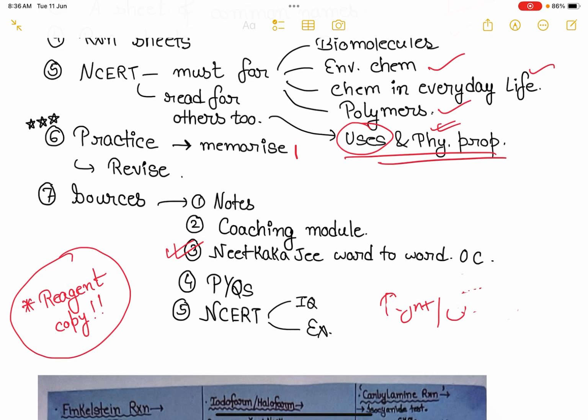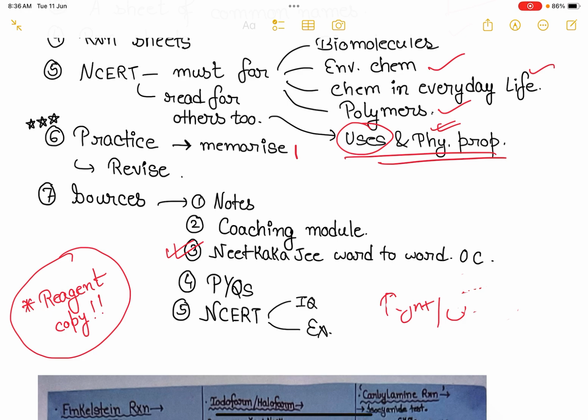And then we talked about sources. Go with the notes. If you have the coaching modules, then go for those. If you don't have the coaching module, or even if you have, then after that you go with the NEET Kakaji word to word organic chemistry, PYQs, and then NCERT with the mindset of boards.